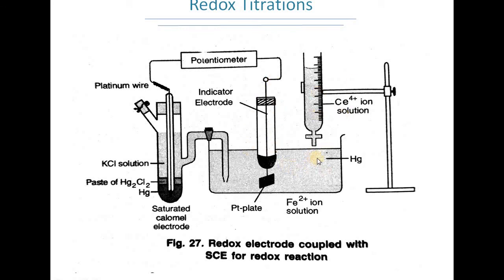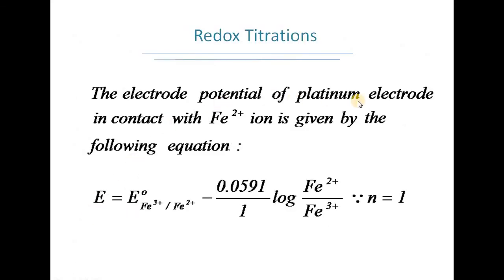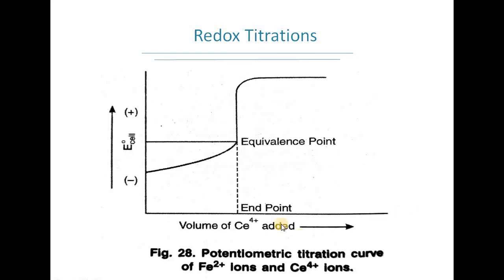Now the EMF of the cell will directly depend on the electrode potential of this indicator electrode. As it varies, the EMF of the cell varies. The reason being, the electrode potential of the saturated calomel electrode is taken as practically constant. Now the electrode potential of this indicator electrode, or you can say redox electrode, is given by the following equation, where Fe2+ ions are oxidized to Fe3+ ions and n is equal to 1. So on plotting the cell potential against volume of ceric ions added, we will get this kind of curve, and the end point will be determined from this inflection point.